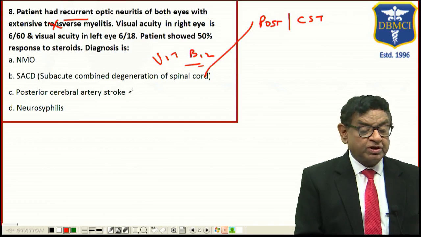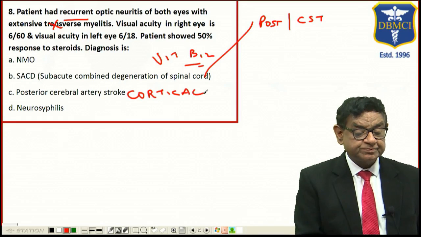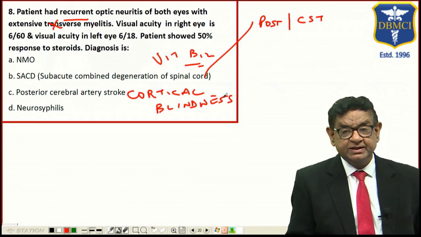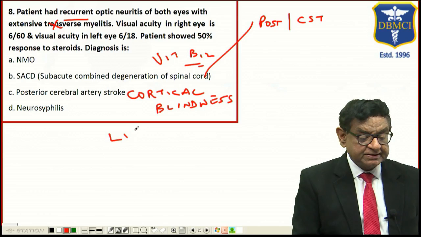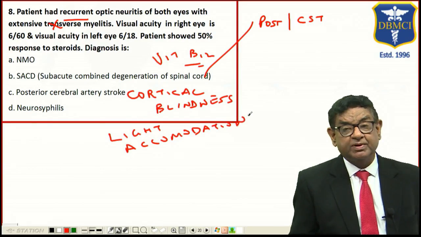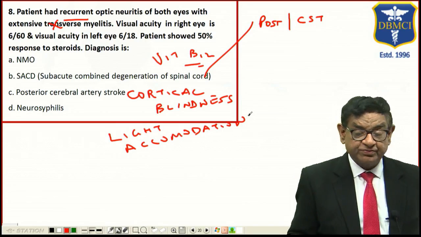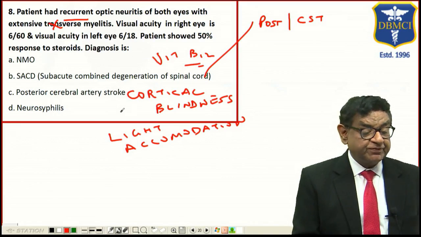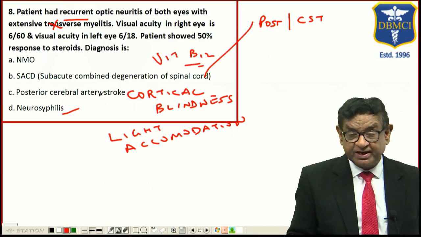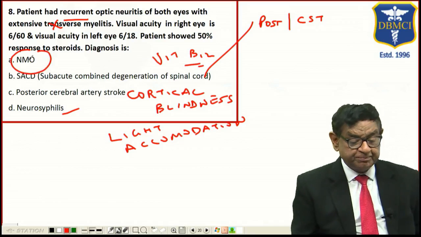Posterior cerebral artery stroke involves the occipital lobe. That leads to cortical blindness. That means the patient will not be able to see, but his light reflex and accommodation reflex will be normal. And of course, optic neuritis is not a feature of this posterior stroke. And neurosyphilis doesn't present with recurrent optic neuritis. Hence, out of all the options, NMO is the best answer.